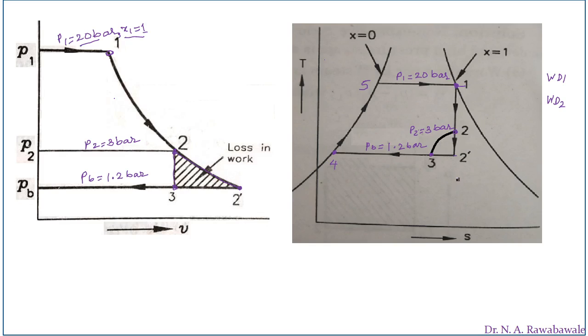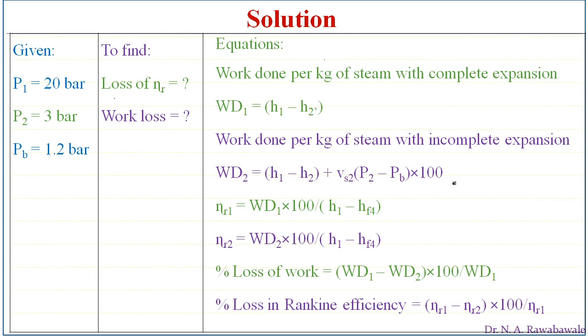Now coming to the data given, what is given and what we have to find out. This problem can be solved by two methods: one by using the steam table analytically, another by using the Mollier chart. Now coming back to the data given.